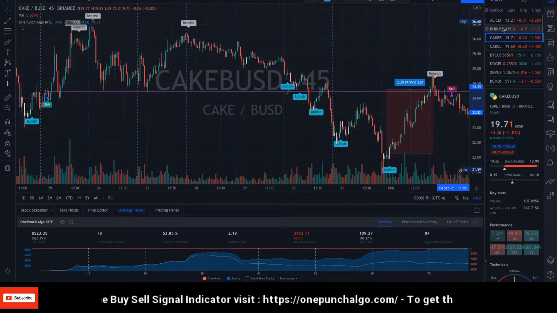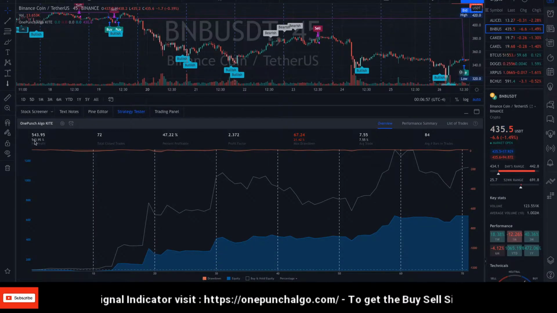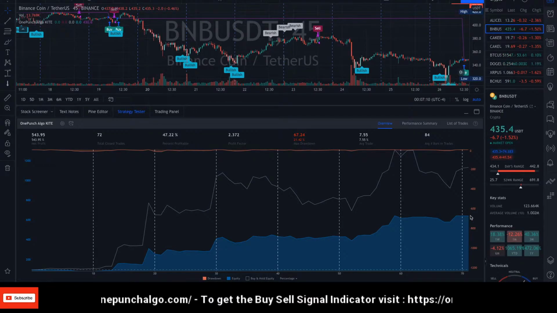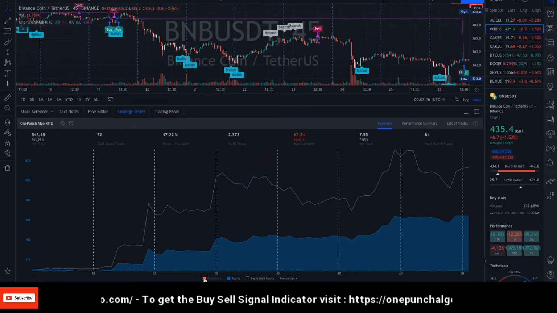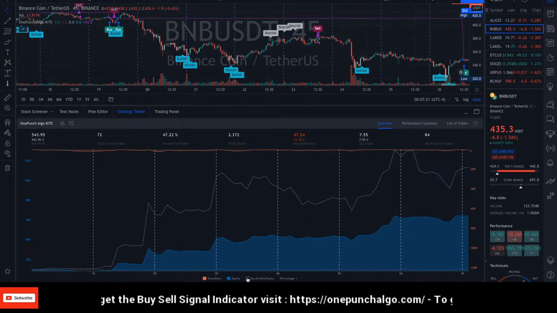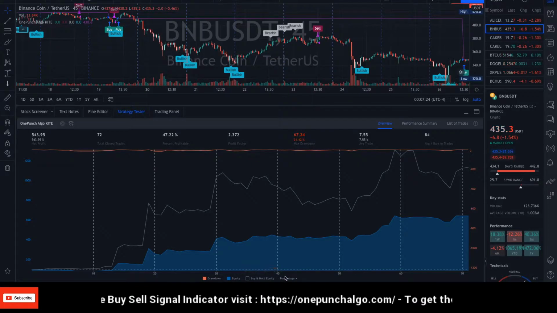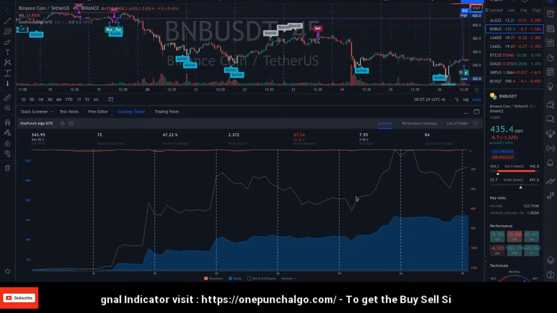Alright, so let's start with BNB. So BNB results, this white line gives you the buy and hold results. This blue line gives you the OnePunch ALGO trading results. So the way you activate it, you see here drawdown, equity, and then buy and hold equity. You just activate it and then put percentage, and then it should give you the line.